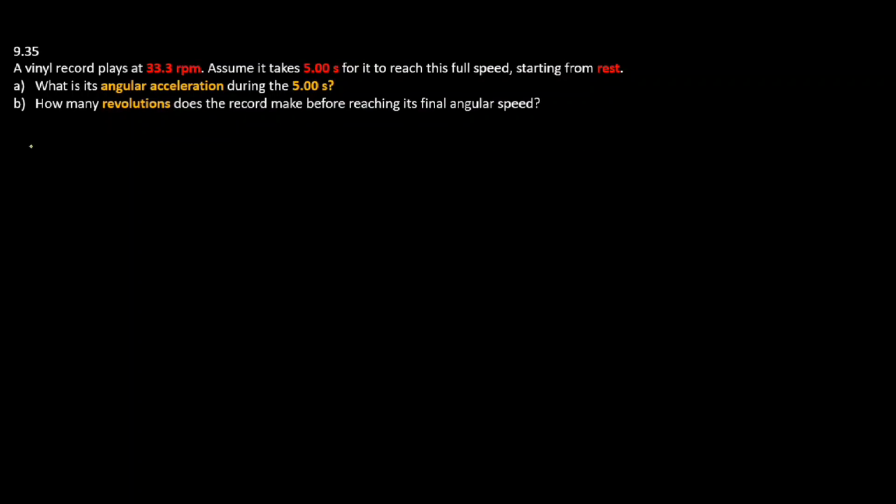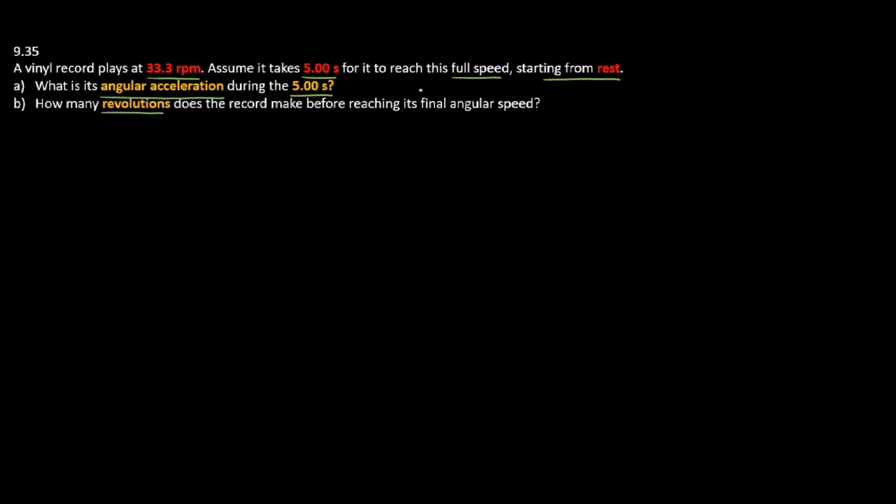Question 9.35. A vinyl record plays at 33.3 revolutions per minute. Assume it takes 5 seconds for it to reach this full speed starting from rest. The question is asking us to find what is its angular acceleration during the 5 seconds, and how many revolutions does the record make before reaching its final angular speed.